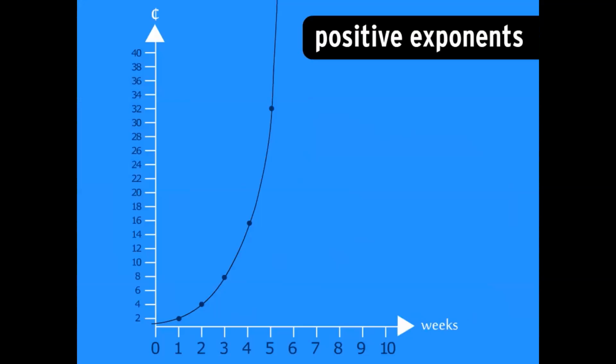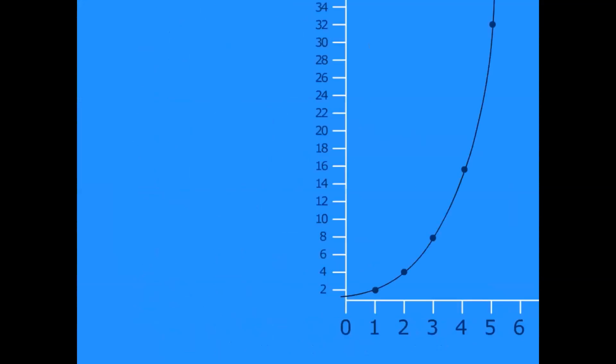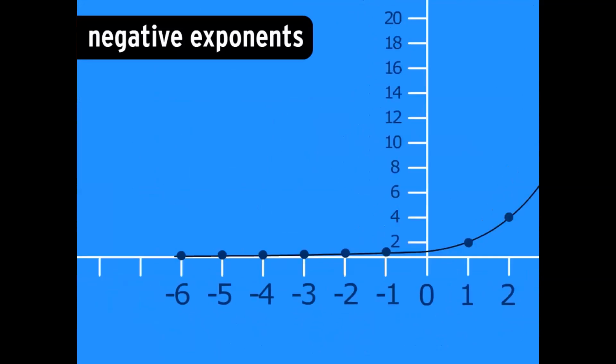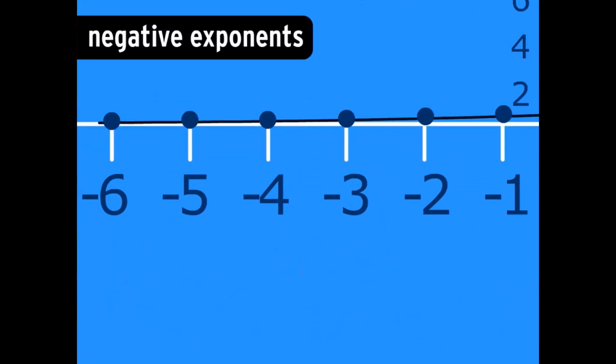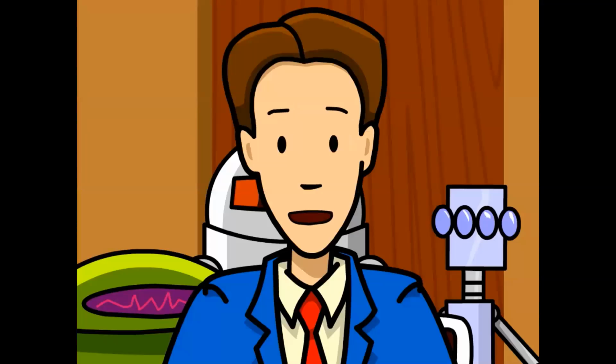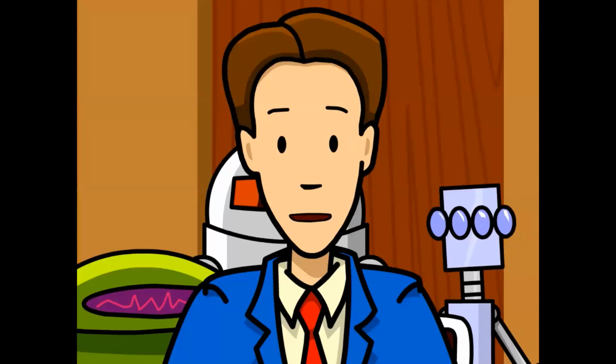When the exponent is a positive number. It's another story for negative exponents, when the exponent is a negative number. See how it gets smaller and smaller as it goes on? Instead of repeated multiplication, negative exponents deal with repeated division. The exponent tells you how many times to divide the number 1 by the base number.